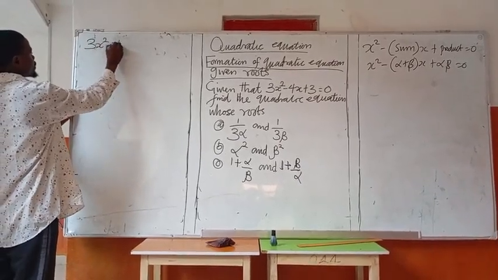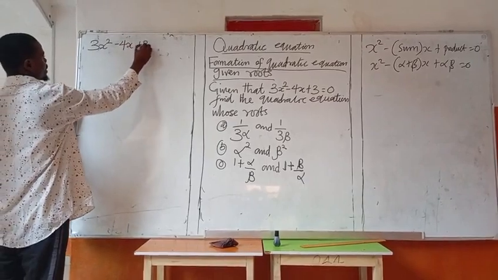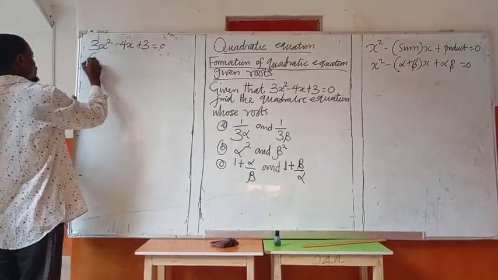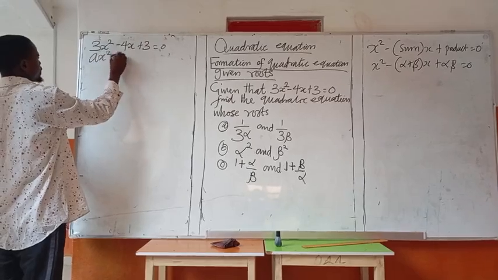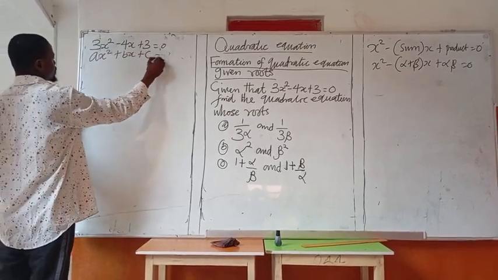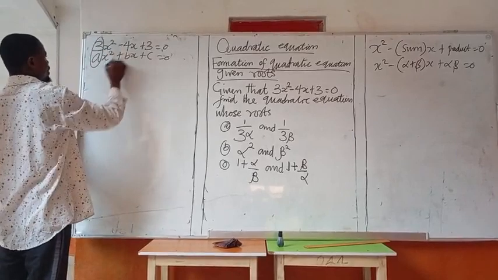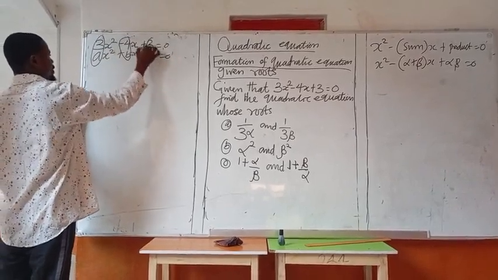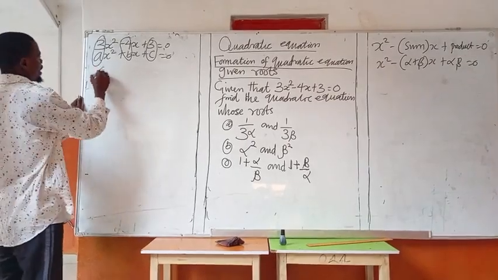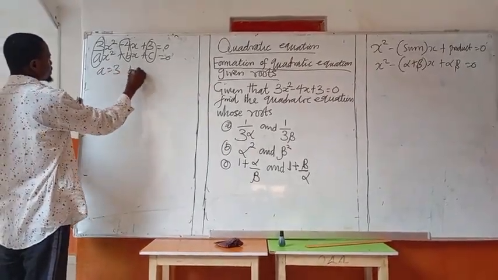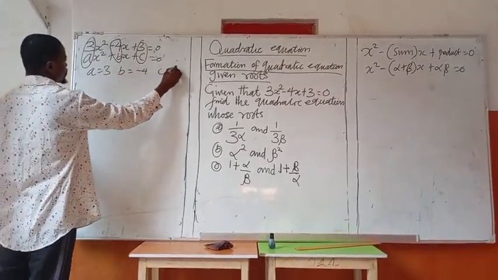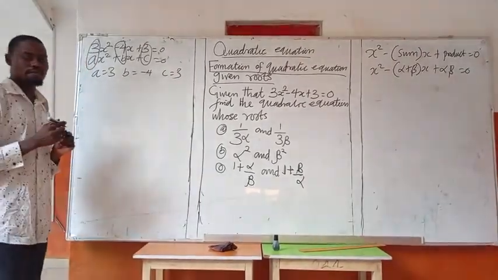So here we have 3s squared minus 4s plus 3 is equal to 0. The form of a quadratic equation is as squared plus bs plus c is equal to 0. Our a is equal to 3, our b is equal to minus 4, our c is equal to 3. You keep this for now.